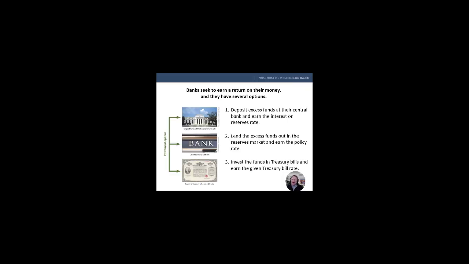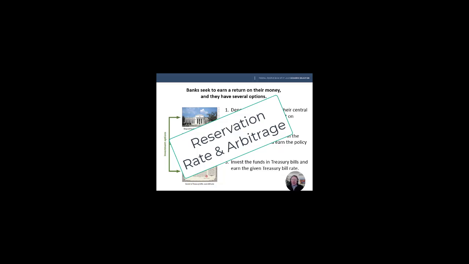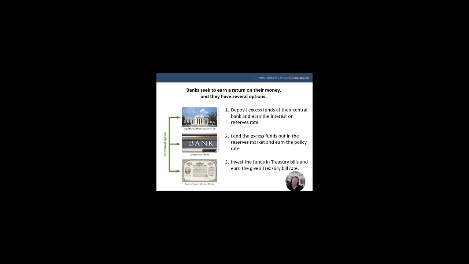A reservation rate is the lowest rate that banks are willing to accept for lending out their funds. And the next slide shows how the interest rate on reserves acts like a reservation rate. We will be talking about the reservation rate and arbitrage. Now, both of those are not within the scope of your exam, but it is important to understand because they help explain why interest on reserves affects the policy rate.